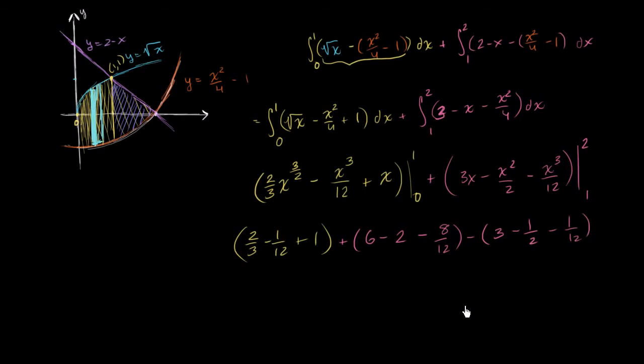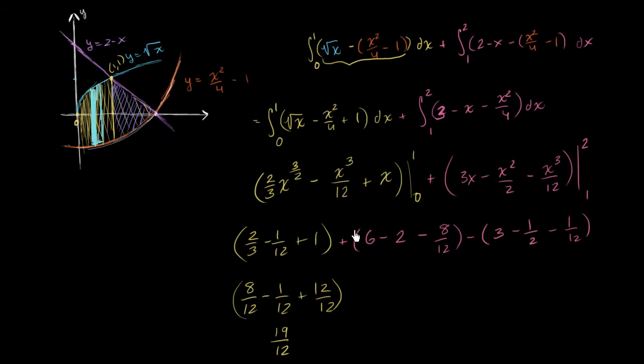Now what we're essentially left with is adding a bunch of fractions. It looks like 12 would be the most obvious common denominator. So here you have 8 over 12 minus 1 over 12 plus 12 over 12. This simplifies to 19 over 12, the part that we have in yellow.